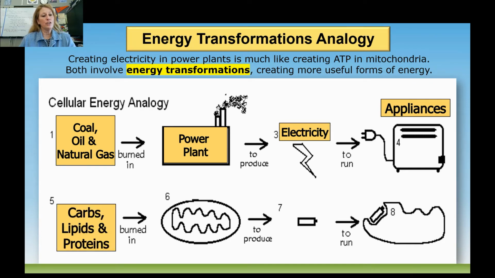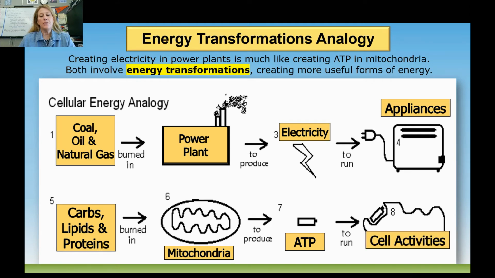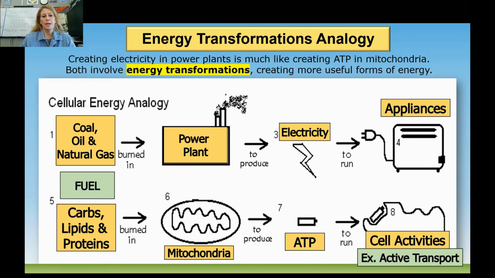So now let's compare that to how that works inside a cell. We have our energy. The fuel is going to be our carbohydrates, lipids, and proteins. That's our macromolecules. It's going to be burned in the mitochondria. Inside the powerhouse, it's going to produce that ATP, and then that's going to run our cell activities. An example of that would be active transport.